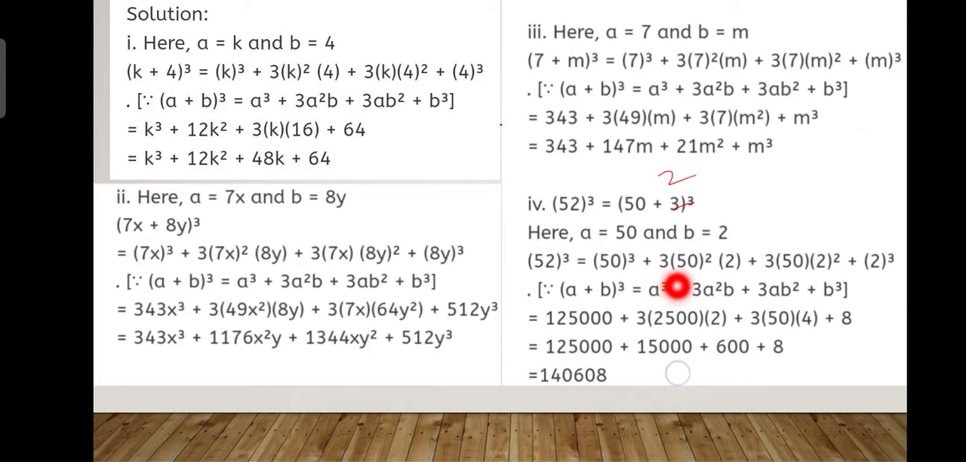प्लस 3 मल्टीप्लाई बाय a स्क्वायर इंटू b, तो a क्या है 50, 50 का स्क्वायर इंटू b इज़ 2, प्लस 3 इंटू a दैट इज़ 3 इंटू 50 इंटू b स्क्वायर दैट इज़ 2 का स्क्वायर, प्लस 2 क्यूब. तो वी हैव 50 क्यूब एज 125 क्यूब.